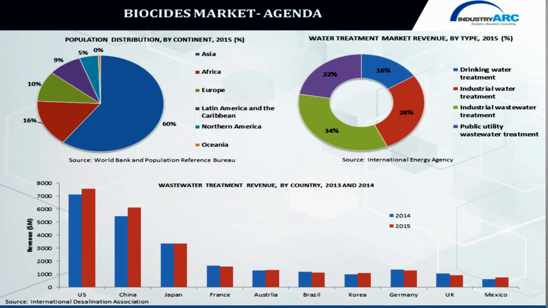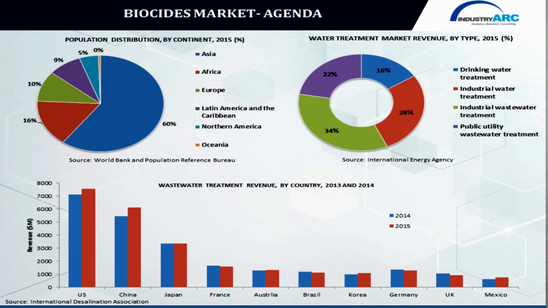The second graph shows the water treatment market revenue by type. The market for water treatment can be divided into drinking water treatment, industrial water treatment, industrial wastewater treatment and public utility wastewater treatment. Among all these, 34% is accumulated to industrial wastewater treatment, which in turn is a major end user because all the chemical industries and oil field industries fall under these categories. The paper and pulp industry, which is evolving further, is one of the major applications of industrial wastewater.